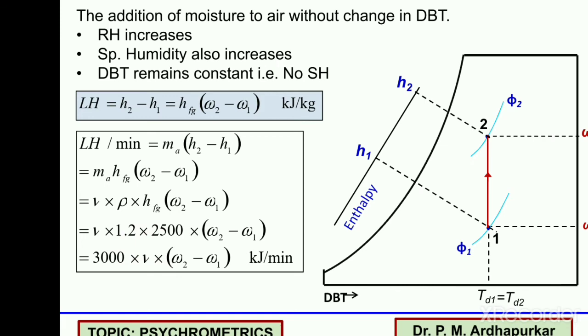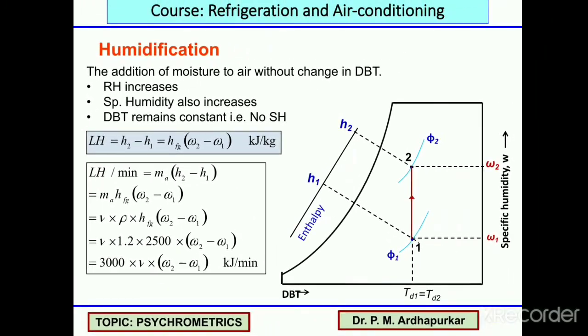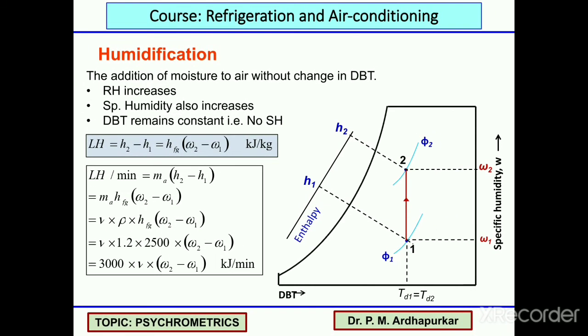So, the expression for latent heat that comes out here in terms of kilojoule per minute as 3000 into volume flow rate of air multiplied by change in specific humidity during the humidification process. If you divide it by 60, it will give you in terms of kilojoule per second, that means kilowatt. So, it would come out 3000 divided by 60 as 50 into volume flow rate into change in specific humidity. So, that is the equation for latent heat, which comes into picture when there is a humidification.